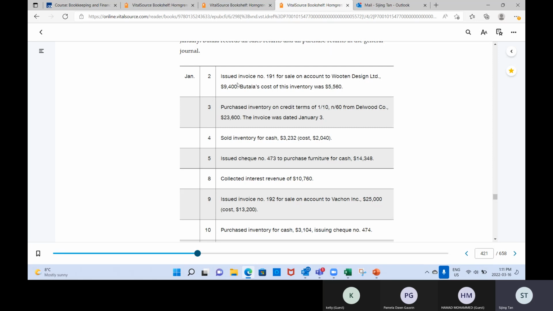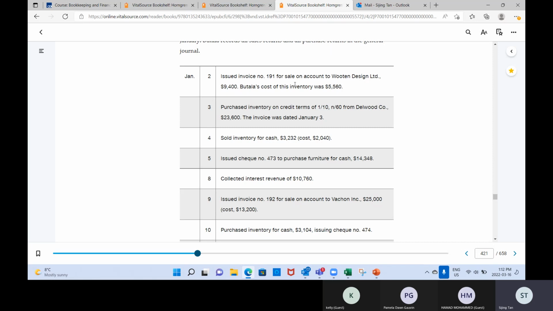See the first one, January the 2nd, issue invoice number 191 for sale on account to Wu-Tang Design Limited, about $9,400. So which journal do these transactions need to go to? Anyone? Which journal, for January the 2nd? Sales, right? You could see the sales. So we sold our products to this company, then we issued our invoices for the sales. So we have to enter this into our sales journal.